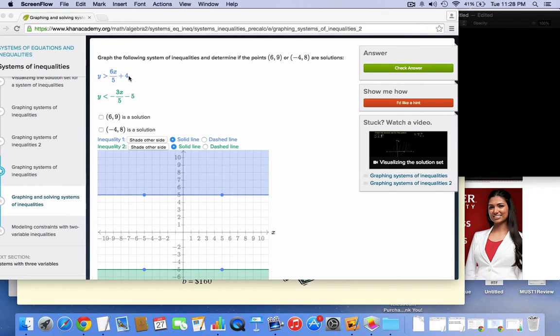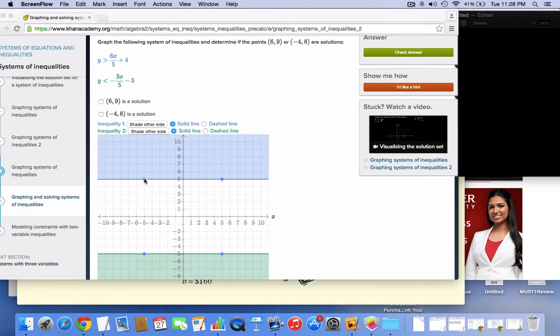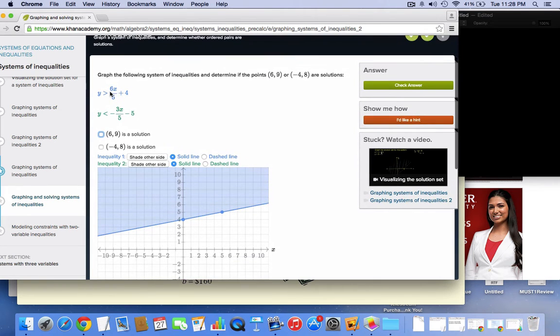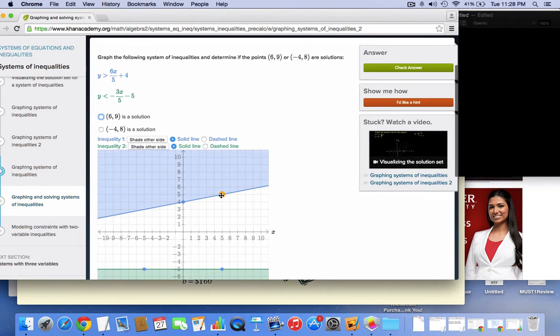And if this were a linear equation, in order to graph it, we'd first want to find our y-intercept. So when x is 0, y is 4. So we're going to come down here and graph x is 0, y is 4. And then we're going to look at our slope, 6 over 5. Rise is 6, run is 5, and then we can go up 6: 1, 2, 3, 4, 5, 6, and then over 5: 1, 2, 3, 4, 5.